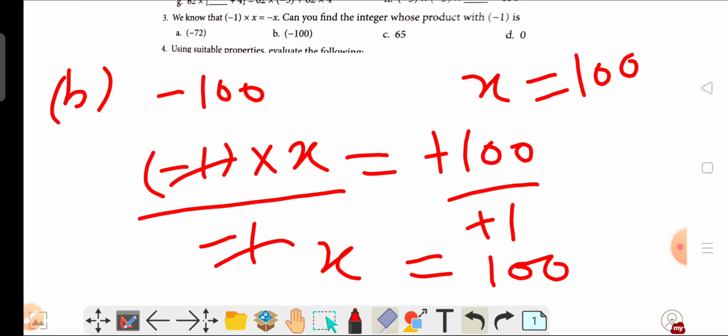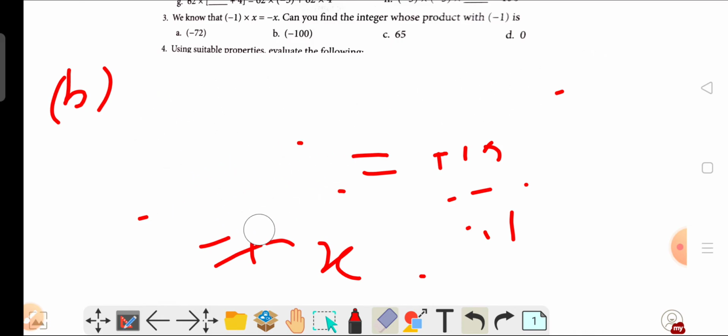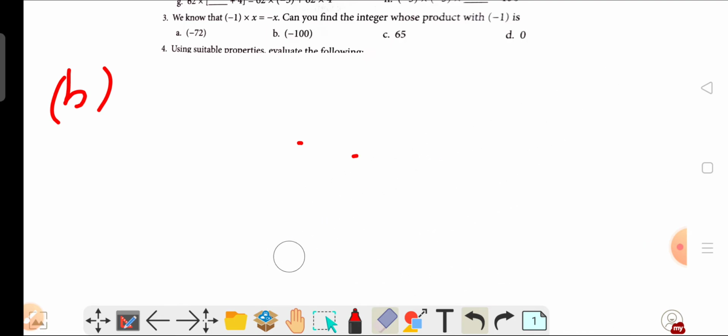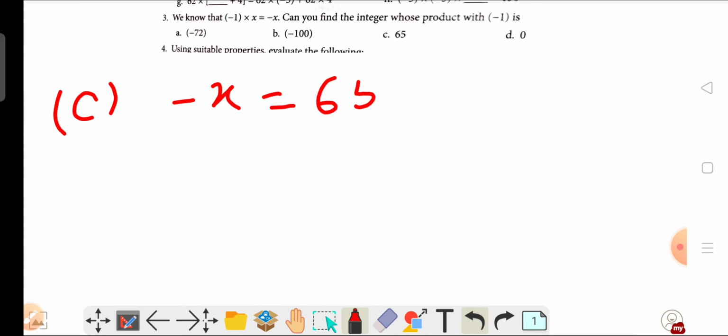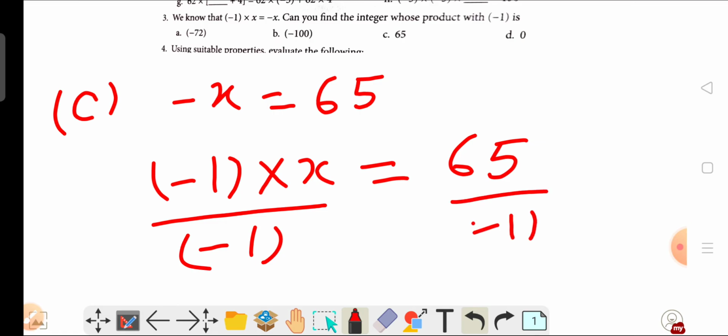Now we will move on to the c part. So the c part is 65. Here it is given that minus of x is equal to 65. Okay. So the c part is minus x is equal to 65. Okay. It means minus 1 multiplied by x is equal to 65. Again we do the same thing, we divide by minus 1 here and also here.